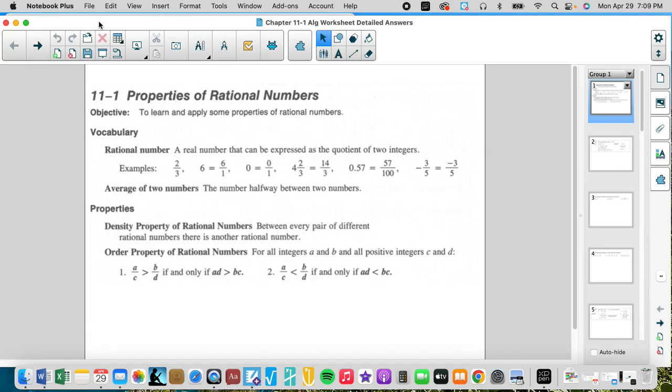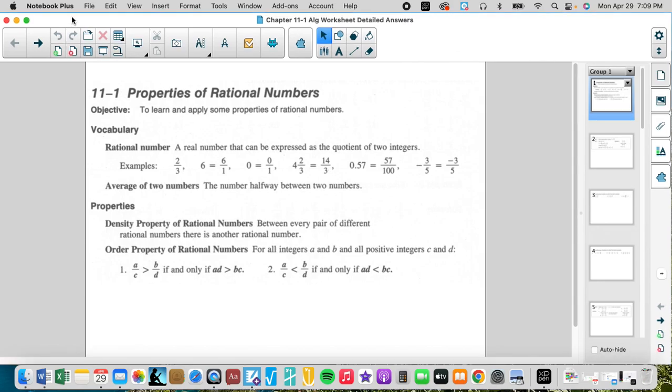To Chapter 11. There are 10 sections in Chapter 11. We are going to start with Chapter 11.1. Chapter 11 as a whole deals with rational and irrational numbers. We're going to talk about repeating decimals. We're going to talk about radicals, all these fun things. So this is a lot of number sense work that will be important for you to comprehend.